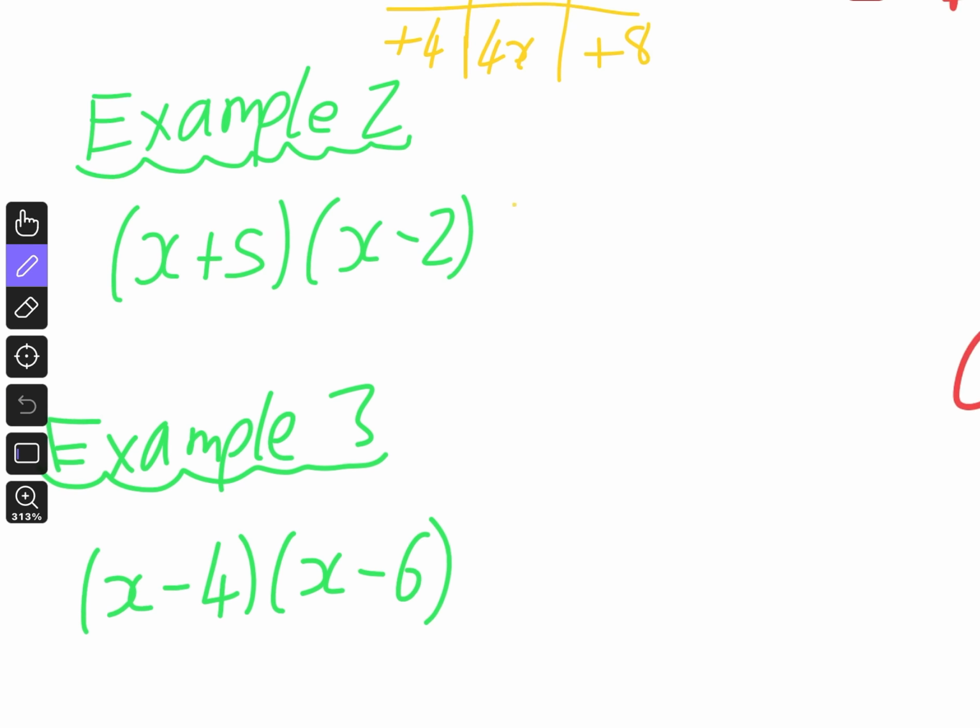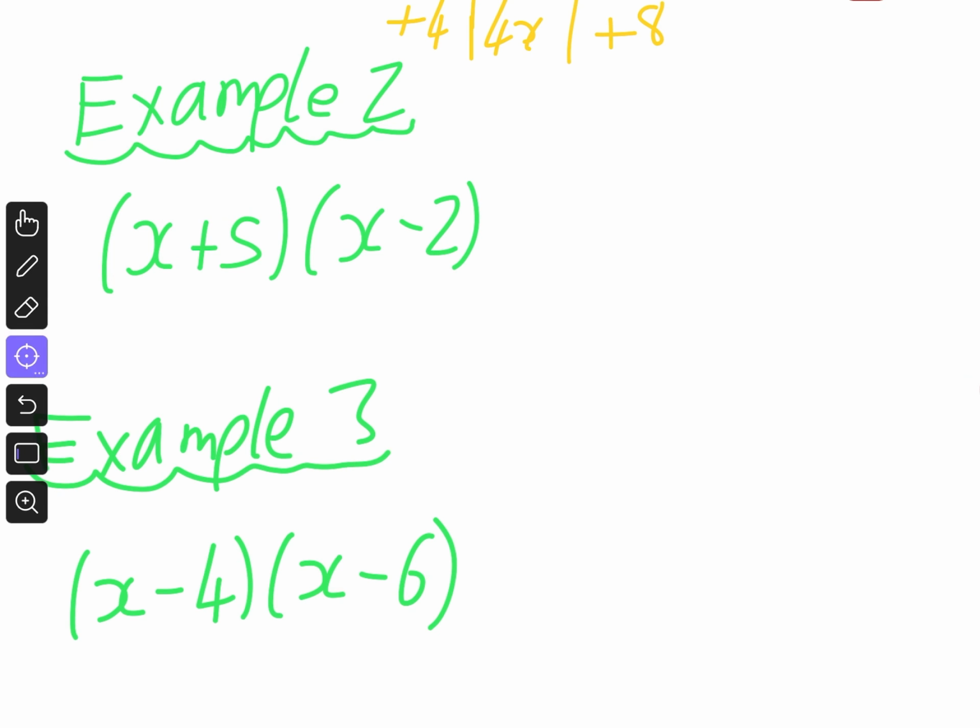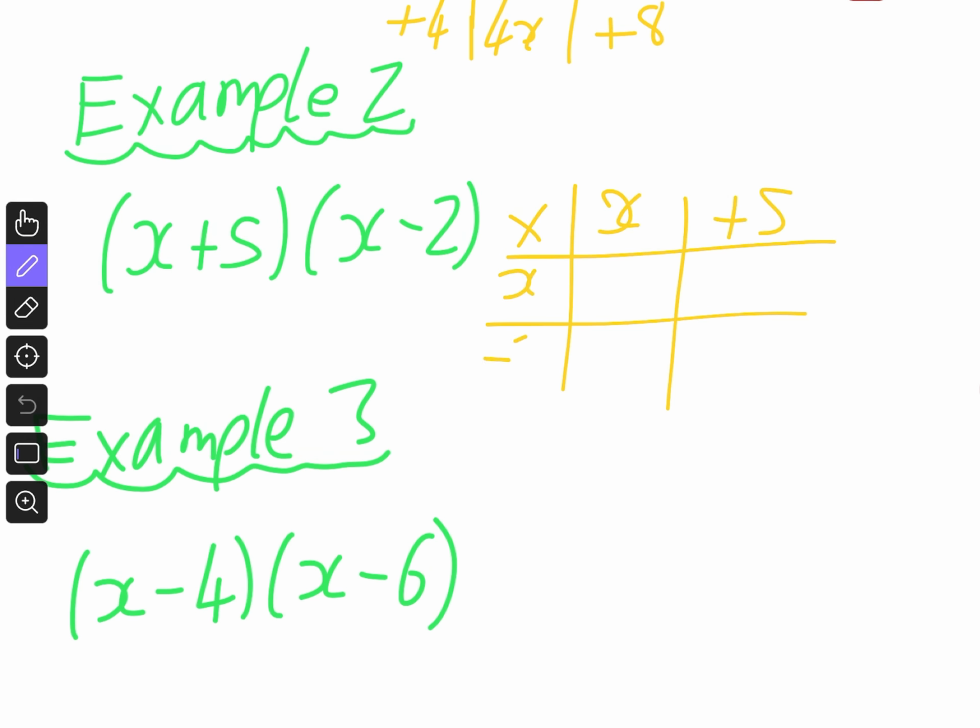Right, example 2. Careful, you have this negative here. So pause the video, have a go, but be careful with this negative. Right, so you should have paused it and had a go. Right, draw your grid, multiply, split it up. x and then plus 5, x and then minus 2.